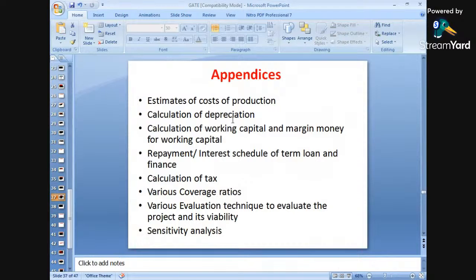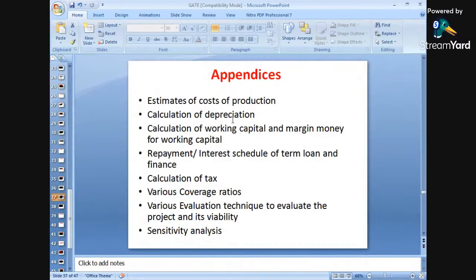Appendices, that means estimates of the cost of production, calculations of depreciation. Again, the word depreciation is very important. If you are using some advanced equipment, there will be wear and tear of the equipment, wear and tear of the various plants and machinery. So calculations of this depreciation by the various methods will also be considered. Number one is the estimated cost. Number two is the depreciation cost. What is depreciation? Wear and tear of the machinery, of the various equipment, of the various plants or machinery. So this depreciation cost, or calculation of depreciation, is very important.